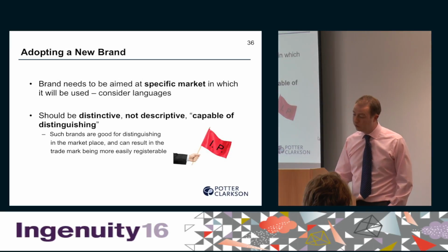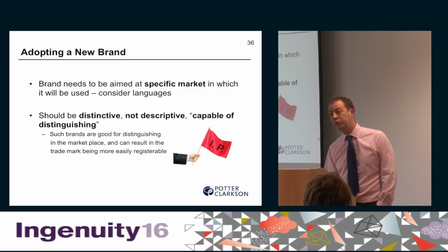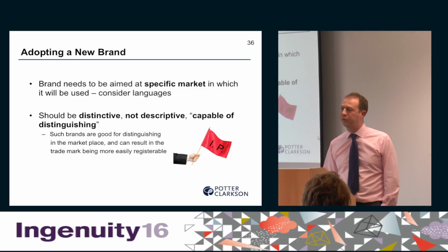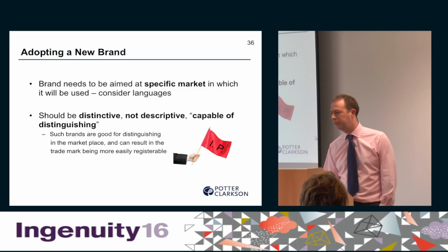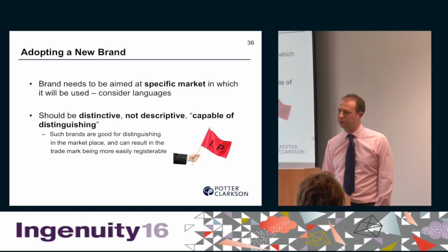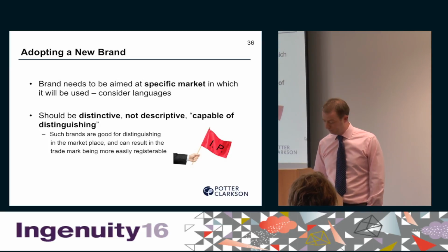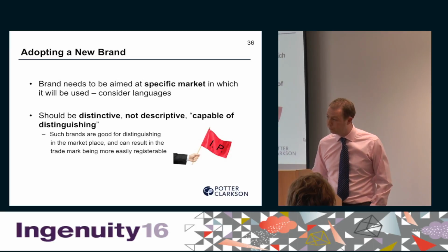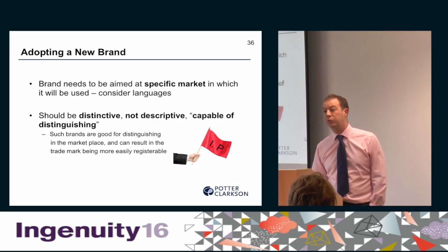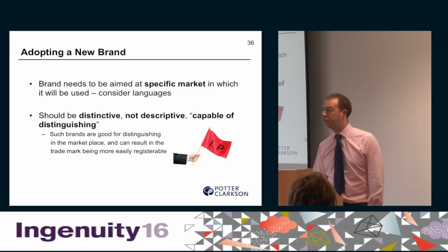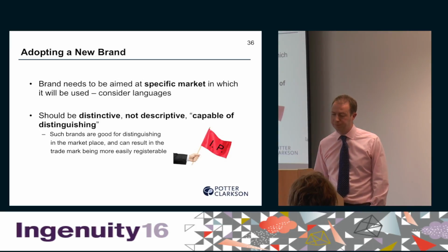It should be distinctive, not descriptive, because you won't be allowed to register a trademark that is descriptive, on the basis that it would be unfair on your competitors for you to register as a trademark a red chair and stop competitors selling a red chair and calling it a red chair. And that's clearly what it is. So trademarks should not be descriptive, and they should be capable of distinguishing your products or services from your competitors. And such brands can result in your trademark being more easily registerable, which we'll talk about in a moment.